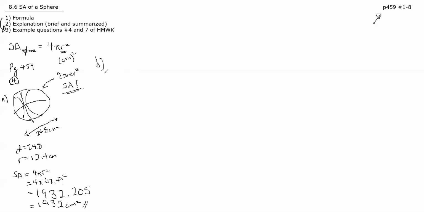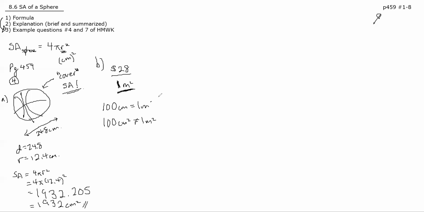Question 4B says, if the leather costs $28 per meter squared, what does it cost to cover the basketball? Well, take a look. I have meters squared as my unit of measure. The question gives it to me as centimeters squared. What is the conversion from centimeters to meters? Well, here's a reminder: 100 centimeters equals 1 meter. But 100 centimeters squared does not equal 1 meter squared. Please be careful.